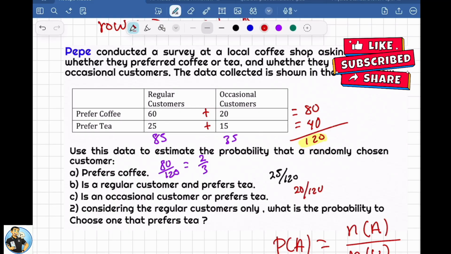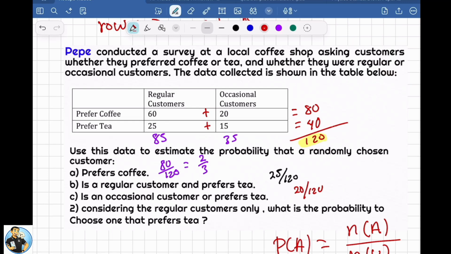Then number 2, here comes a little trick. Considering the regular customers only. This one. Let me see. Customers only. Okay. What is the probability to choose one that prefers tea? Okay, this is a good one.